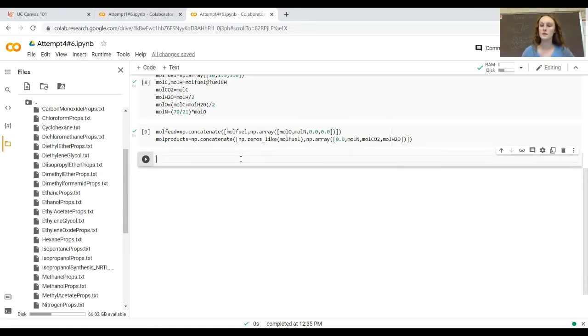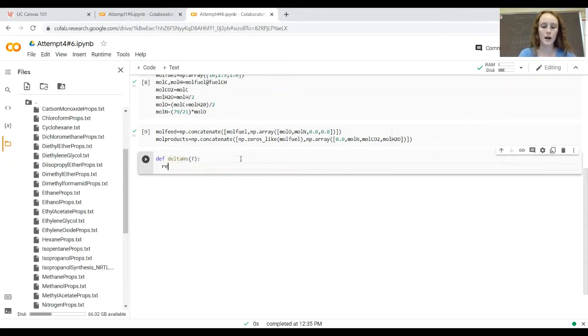What we're going to do next is take equation 107 that we found in ChemCAD, and then we did the integration of that. We are going to go ahead and code that in. So we're going to do def delta HS, and we're going to pull in temperature, or T. And we're going to have it return that integrated expression.